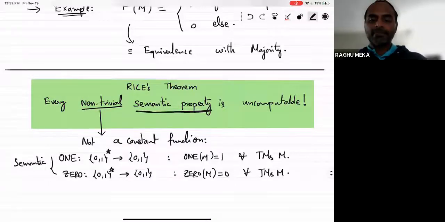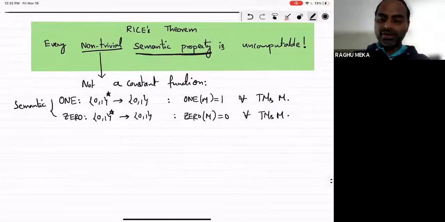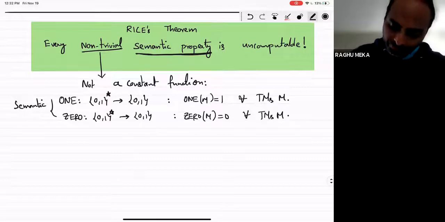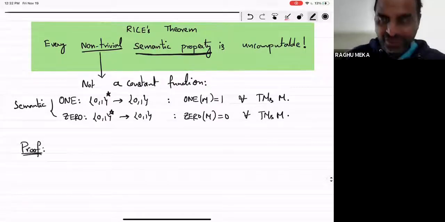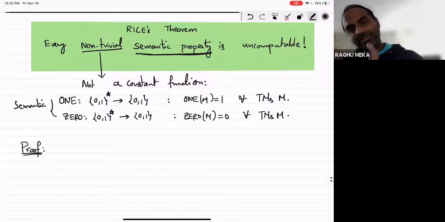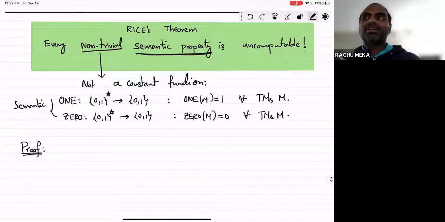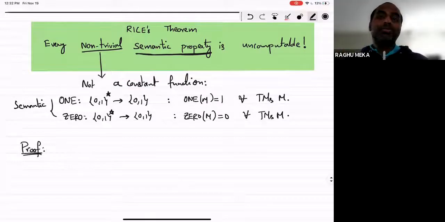Okay. So let's try and prove this. And we will prove this by a reduction from halt on 0. The proof is not complicated, but you have to think about things in a non-trivial way. It's not very long, but you have to think in a meta way, as we've been doing always.